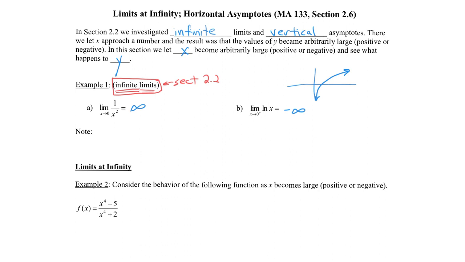And then the note here, what we did here is we let x approach a number. In this case it's approaching 0. Over here it's approaching 0 from the right. So we let x approach a number, and then f of x approached infinity or negative infinity. So these are infinite limits. But what we're going to switch to now for section 2.6 is limits at infinity. So now we're going to let x approach infinity.